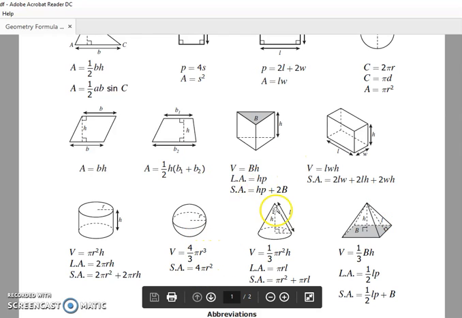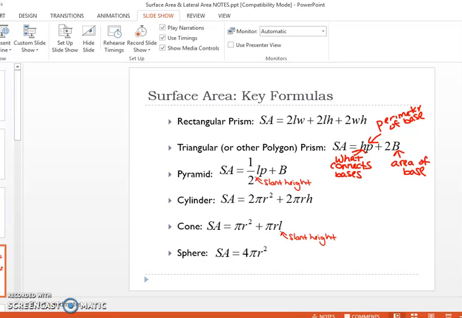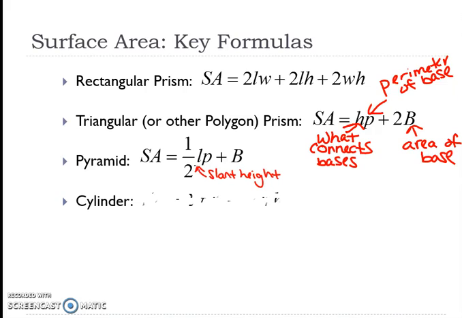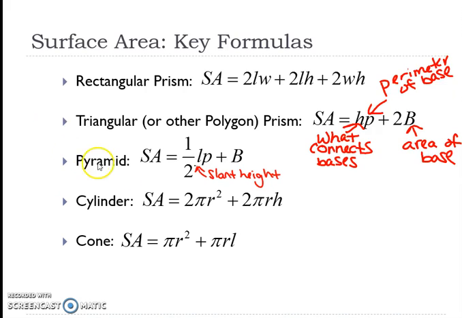So you're going to be given all these formulas on this formula sheet. Just have to look at lateral area and surface area and plug it in and find the area using the formula sheet. So surface area, L is slant height, H is what connects the bases, P is perimeter of the base, B is area of base. Can you guys write these down in your notes, okay?